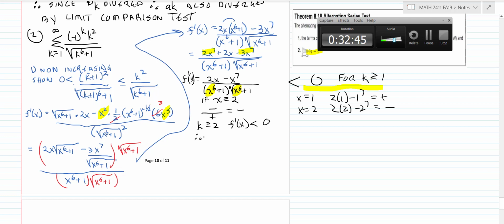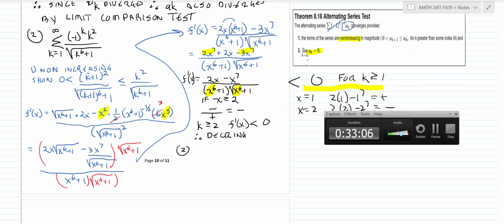Therefore, we would have decreasing terms. And that's okay, it doesn't have to be decreasing for every single term. Once you get to k equals 2 and beyond, then it's decreasing from then on out. So that's okay. And then the second thing we're going to do, by the alternating series test, is the limit as k goes to infinity. Again, just don't look at the alternating sign part, just look at this. And this one's going to be pretty obvious.